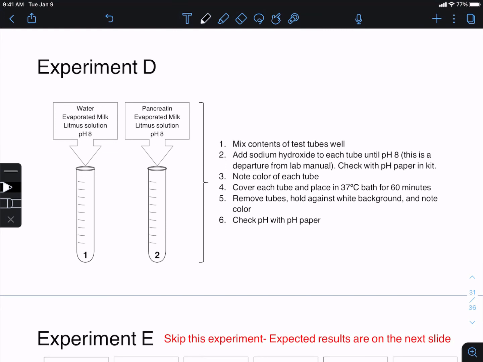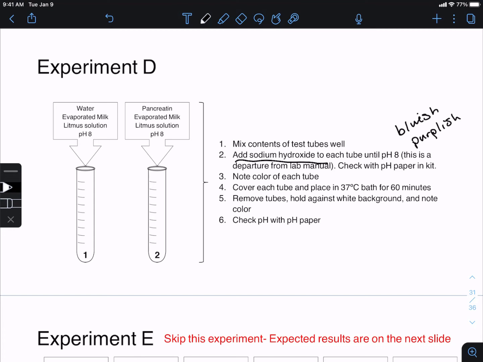Experiment D. Okay, and this one, we're going to also deviate from your lab manual a little bit. I want you to make sure that when you're done with these solutions that you add enough sodium hydroxide to each of the test tubes to make it a pH 8. It should be a bluish or purplish color. Okay, it should be on the blue side of the spectrum. All right, if it's not, then you're not going to be able to notice the difference in the colors.